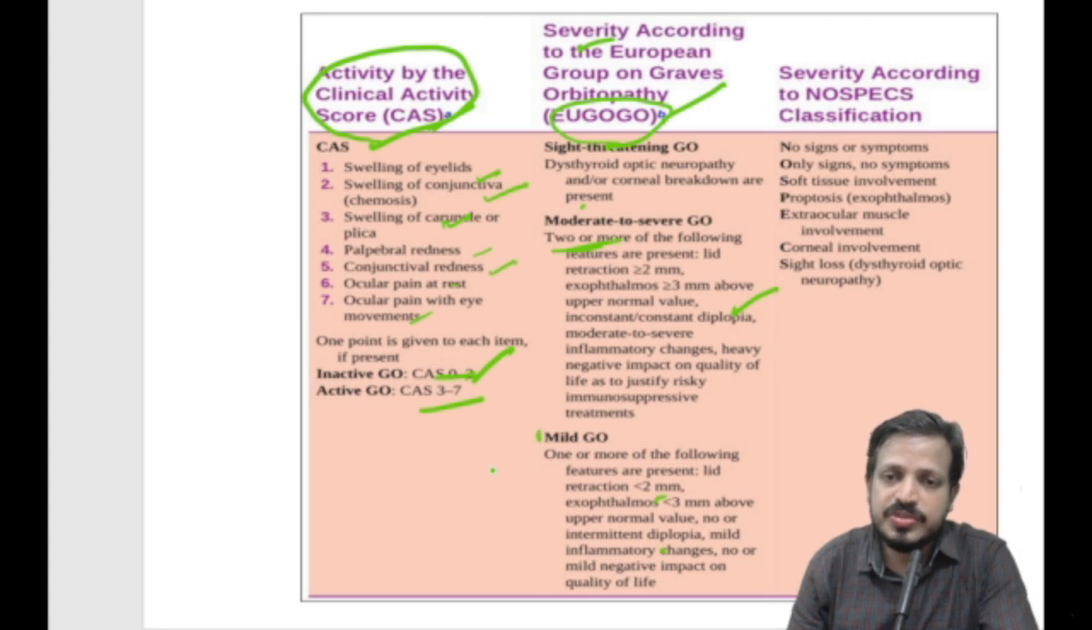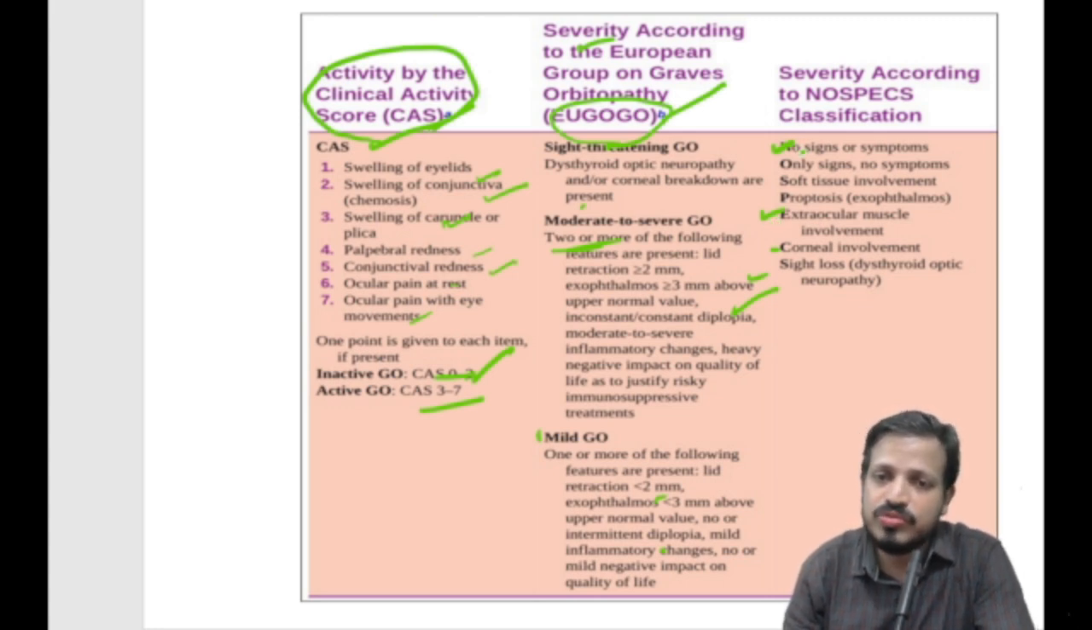What is NO SPECS? N for no signs and symptoms, and O for only signs and no symptoms, S for soft tissue involvement, P for proptosis, that is exophthalmos, E for extraocular muscle involvement, C for corneal involvement, and S for sight loss, or dysthyroid optic neuropathy. So what is the severity score as per NO SPECS? N is no signs, no symptoms. O is only signs, no symptoms. Then S for soft tissue involvement, P for proptosis or exophthalmos, then E for extraocular muscle involvement, then corneal involvement, then sight loss, that is dysthyroid optic neuropathy.